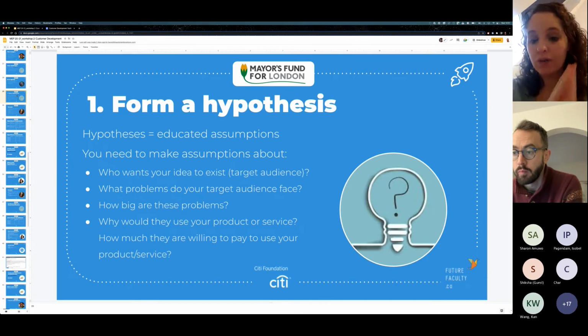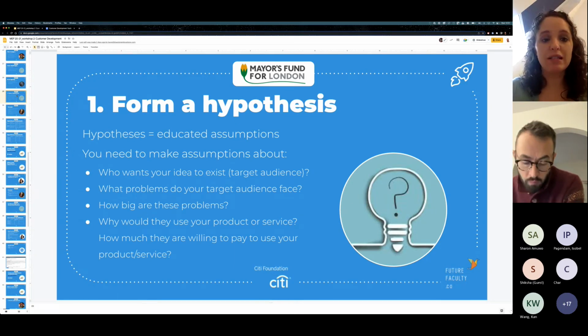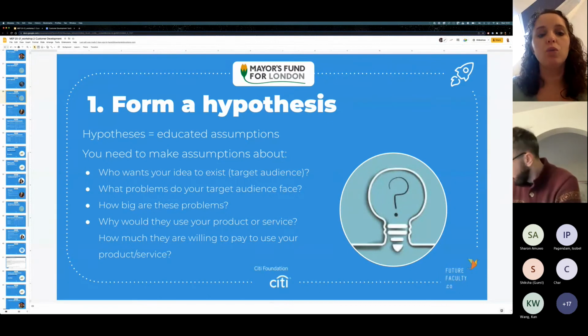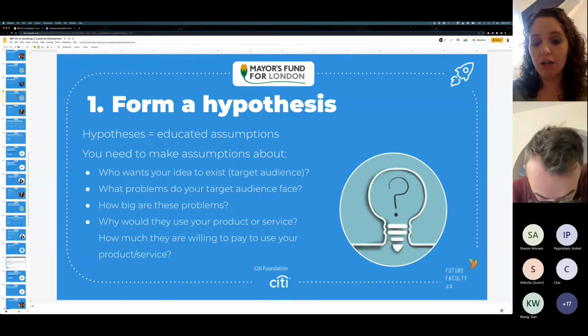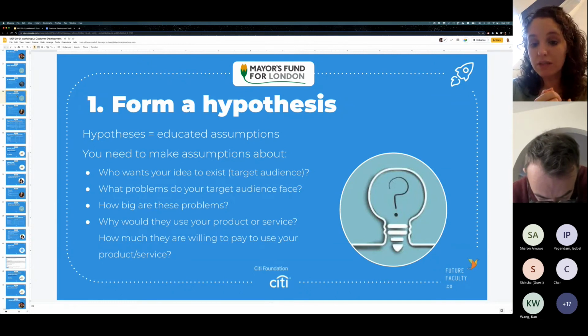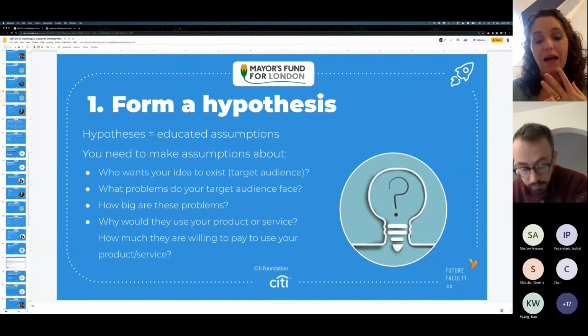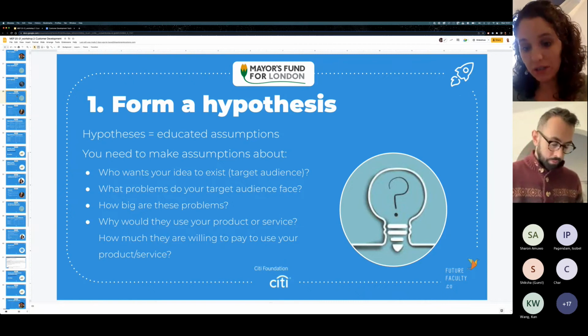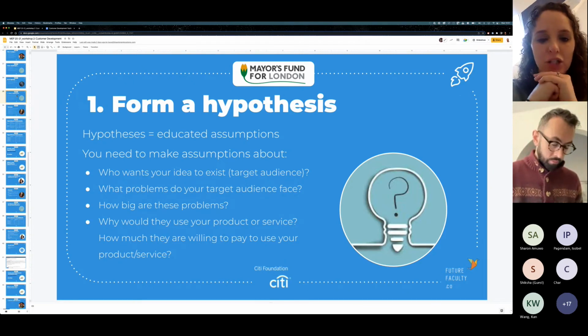So step number one, we're going to form a hypothesis. So the hypotheses are the educated assumptions. So we need to make assumptions, or we have already probably made assumptions about who wants your idea to exist. So who's your target audience? We assume in our example that the people that are going to be interested are the people actually in old age homes, for example, the people that run old age homes, the people that own old age homes, and the people whose family members are going into the old age homes.